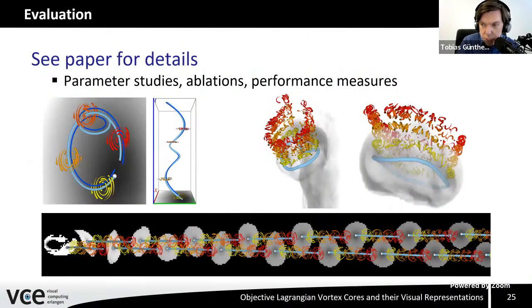For further evaluations, I refer you to the paper, where you can find parameter studies, ablations, performance measurements. Just to give you an impression, in 2D, the extraction is on the order of a few seconds, and in 3D, it's on the order of a few minutes.